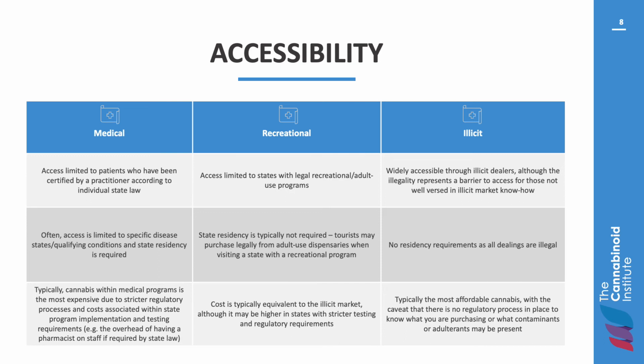Illicit market cannabis remains the most accessible form of cannabis, as it is widely available through illicit dealers, and recent decriminalization laws make it less of a risk for people to purchase cannabis illegally. Obviously, no residency requirements exist, as all illicit cannabis dealings are illegal. Typically, illicit market cannabis is also the most affordable, with the important caveat that there is no regulatory process in place to know exactly what is being purchased or what contaminants or adulterants may be present in the product.